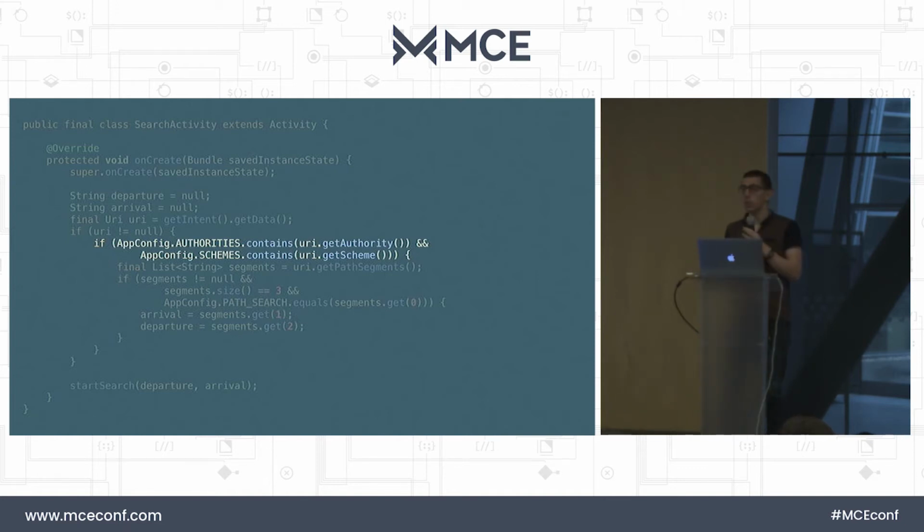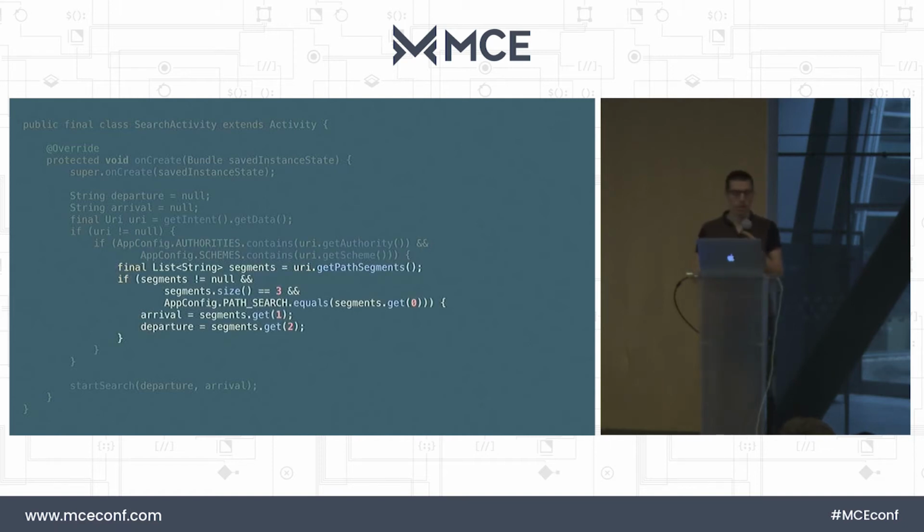list, and if it does, then we will parse the path. So we will get the path. We will check that the segments in the path are exactly the size of 3, and if they are, we will make sure that the first one is search, because we only want to deal with search / departure city / arrival city. And if it starts with search, then we can get the arrival and departure. And once we've done that, we can start the search. That's pretty much it. So what we've done here is just parsing a link. The code is a lot of boilerplate, but parsing is boring. That's what was done here.